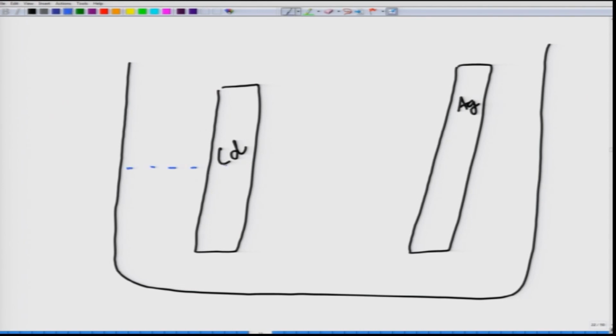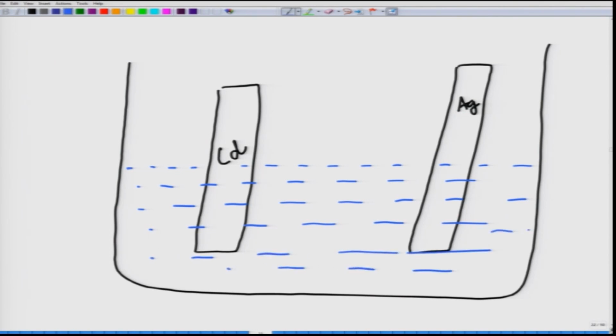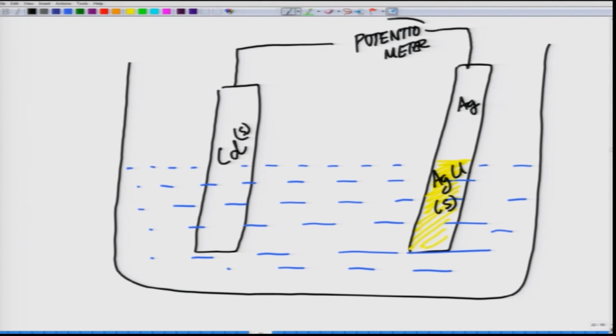so here you are having the electrolyte, okay, and this is coated with AgCl. So this is an AgCl, silver chloride electrode. Okay. So the silver chloride electrode is a solid electrode here. Cadmium is also a solid electrode here, and this is connected to a voltmeter or potentiometer to measure the voltage across it.